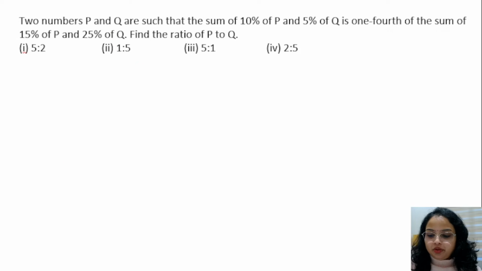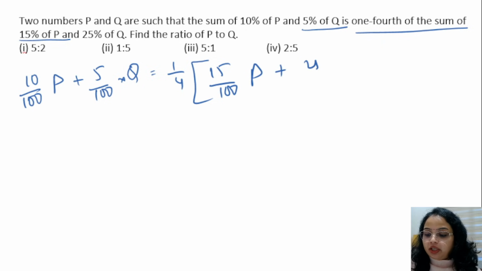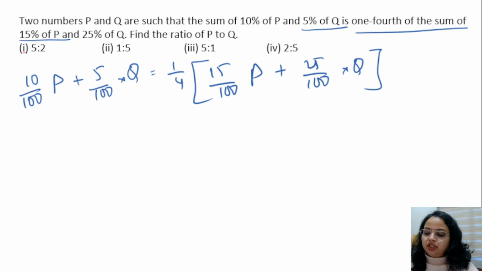Next one. Two numbers P and Q are such that the sum of 10% of P and 5% of Q is 1/4 of the sum of 15% of P plus 25% of Q. Find the ratio of P is to Q.